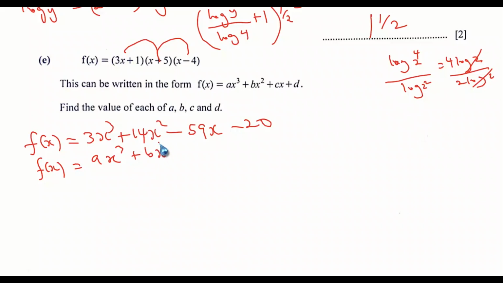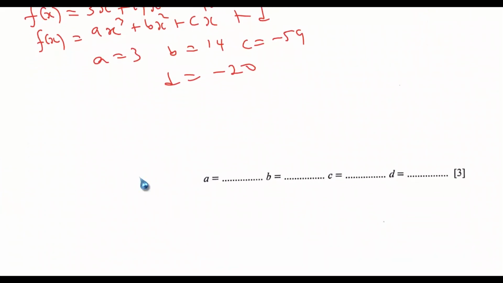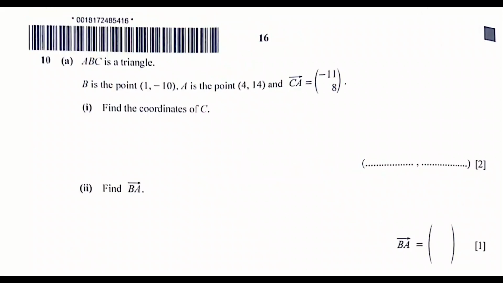So if you compare this with f of x equals ax cubed plus bx squared plus cx plus d, you see that a is equal to 3, b is equal to 14, then c is equal to minus 59, and d is equal to minus 20. So we can put the values here: a is 3, b is 14, c is minus 59, and d is minus 20. Okay, so let's go to the next question. That will be question 10.